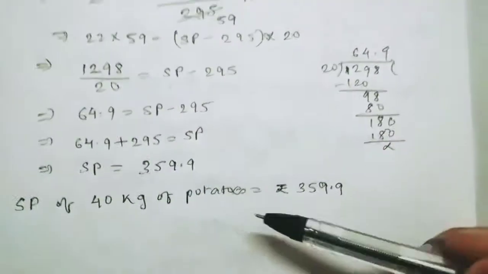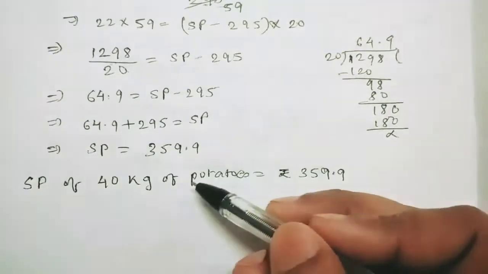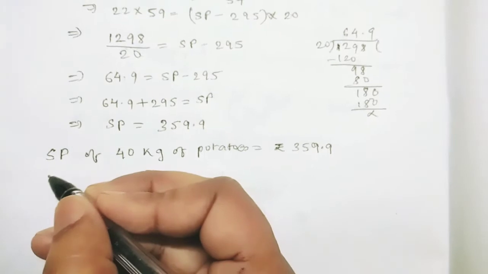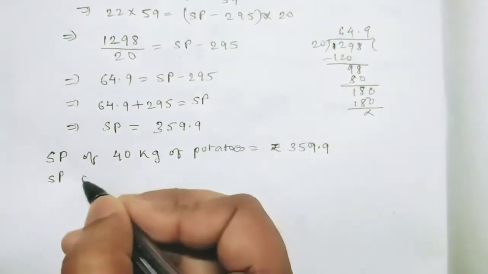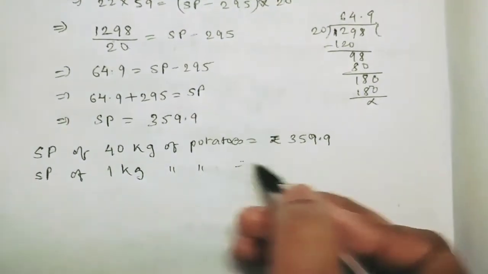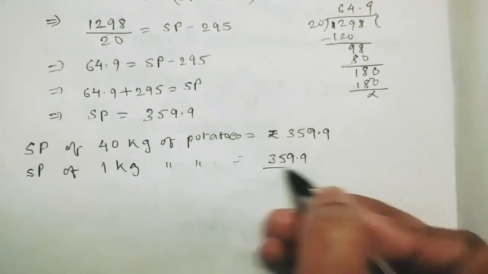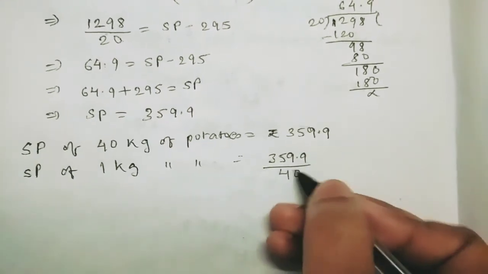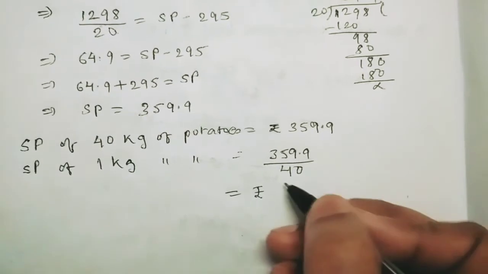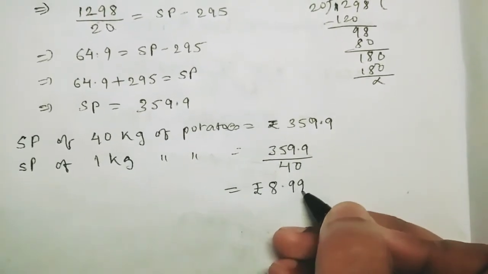So this SP is for 40 kg of potatoes. So the SP of 40 kg of potatoes is this much. Okay, but we have to find out the SP of 1 kg of potatoes. So the SP of 1 kg of potatoes is 359.9 divided by 40. When you divide these numbers, you are getting 8.99. This is the answer you are getting.